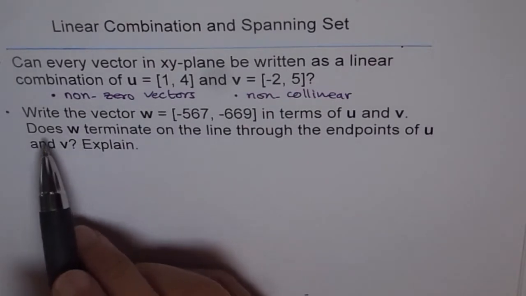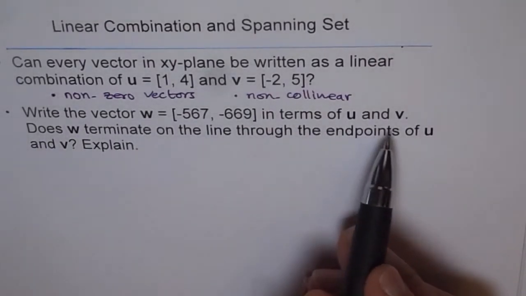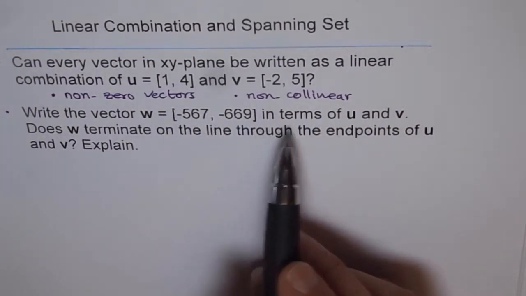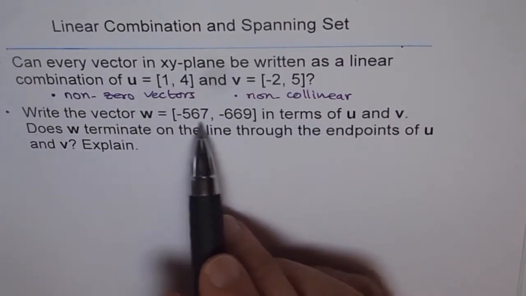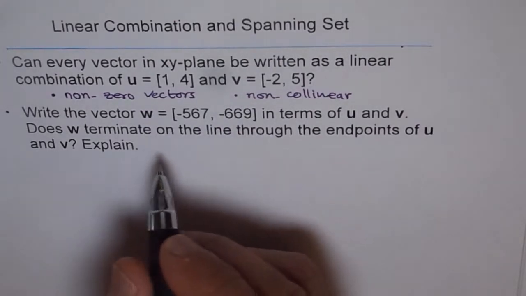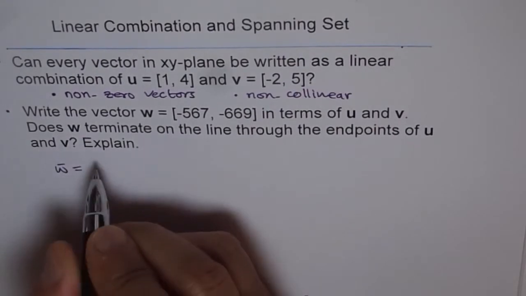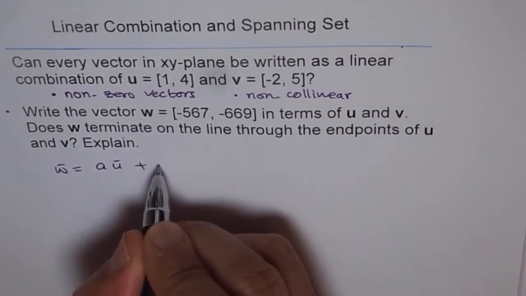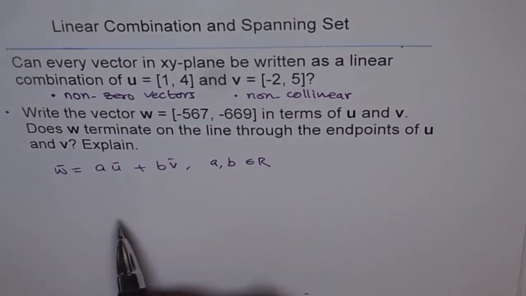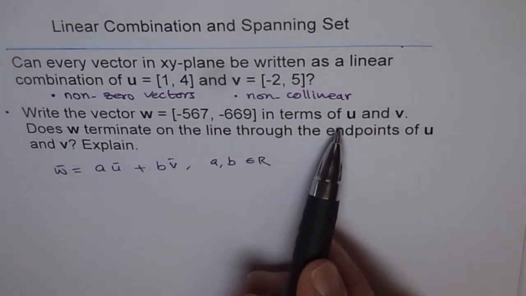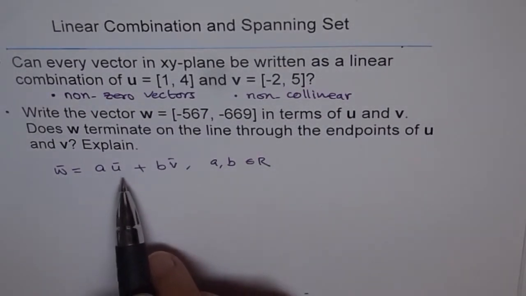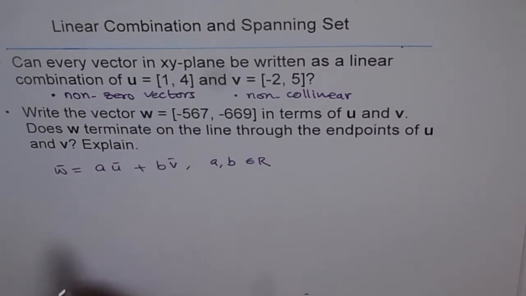Now part B is, write the vector w in terms of u and v. Since all the vectors can be spanned using this spanning set, we are given one vector w which can be written as a linear combination of these two. So vector w should be written as a times u plus b times v, where a and b are real numbers. When we say write the vector w in terms of u and v, we are trying to figure out how a linear combination of u and v can result in w, right? So that is what it is.